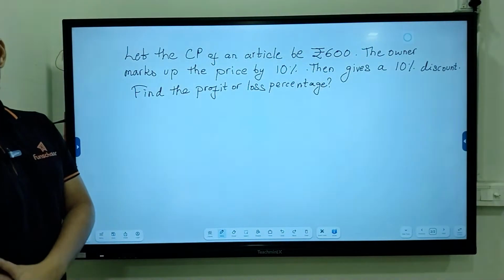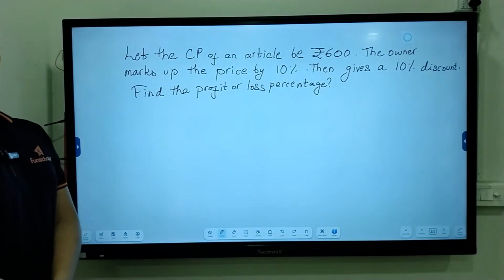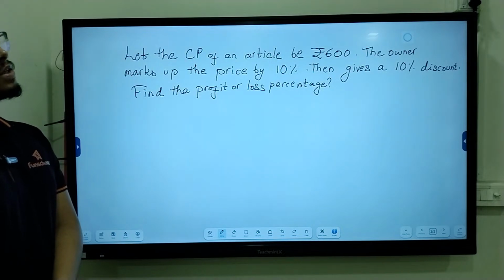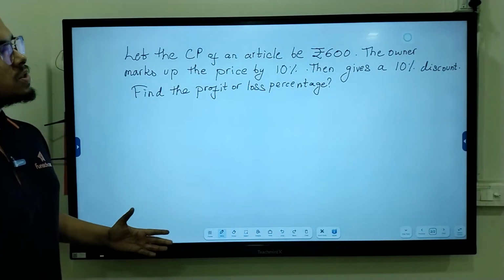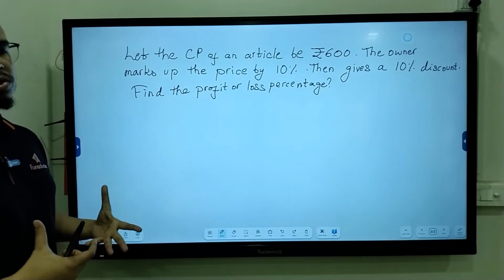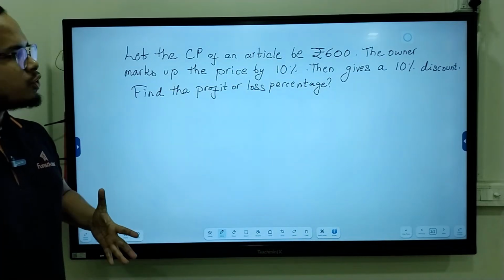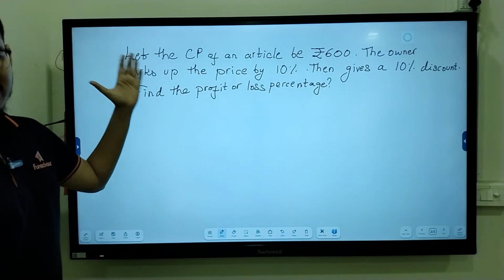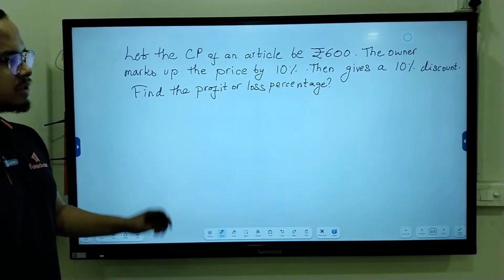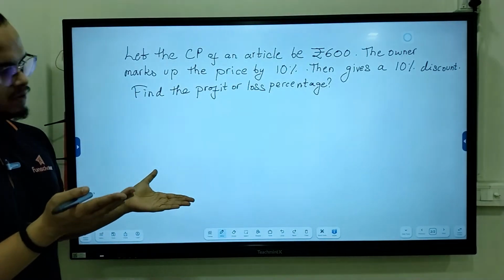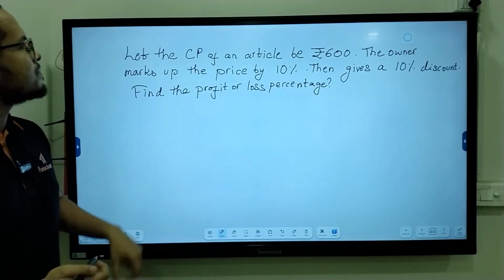Okay, this is the sum. Let the CP of an article be rupees 600. The owner marks up the price by 10%, then gives a 10% discount. Find the profit or loss percentage. Okay, so if you have any doubts with the concept, you'll be like, okay, increase by 10%, decrease by 10%, answer is 600. Absolutely wrong. Okay, let me show you how.